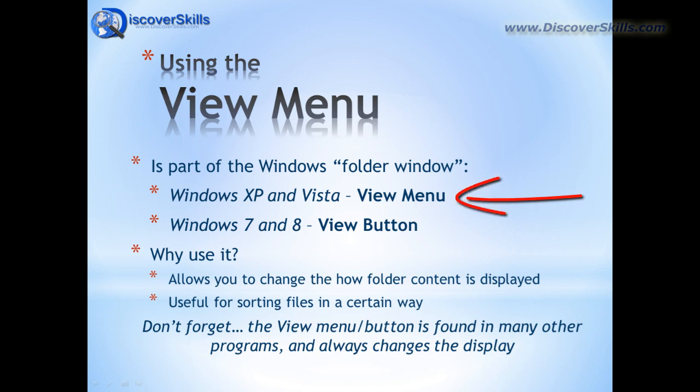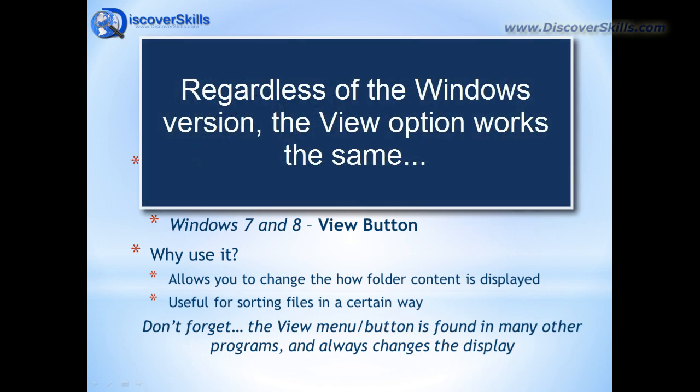Now back in Windows XP and with Windows Vista, you actually will see a View menu on the menu bar at the top of the file and folder window. But when you get to Windows 7 and Windows 8, instead of seeing the menu bar, which no longer is available on Windows 7 and Windows 8, you instead in Windows 7 see a View button, and in Windows 8 you see a View tab. And in all cases, it still gives you the same options though.